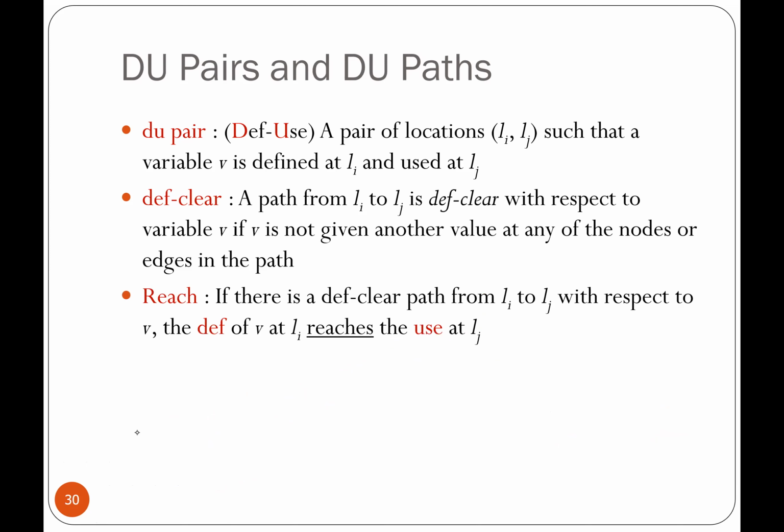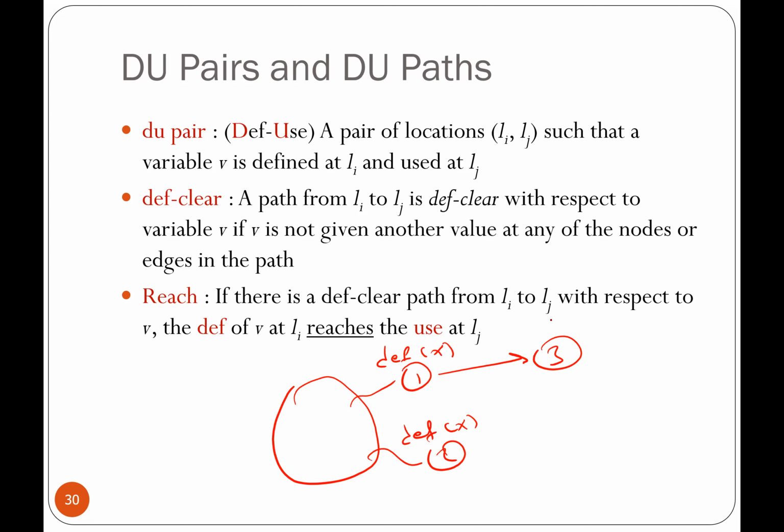And then the regular definition of reach: if there's a def-clear path from a node I to J with respect to a particular variable, then the definition of V at I reaches and uses at J. So basically, anywhere I can reach from a particular definition. Now, what that means is, had I a graph going like this, and at some point I have a node over here and a node over there, and this is where I do a definition for X, and this is where I do a definition for X again. And at some point, this is where I do a use for X, and over here, I do a use for X. However, the reach from one is just three. The reach of the definition that happened on one is three.